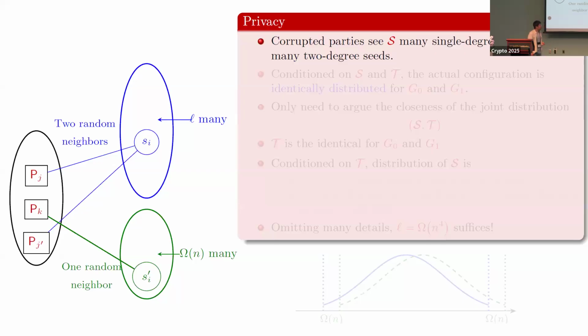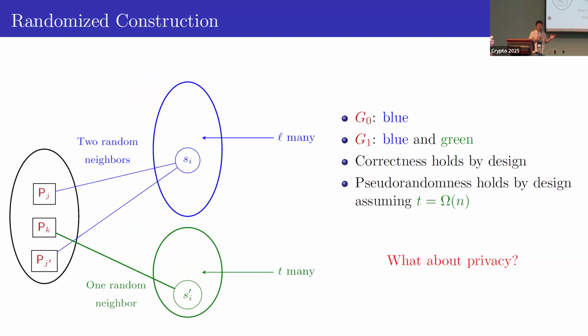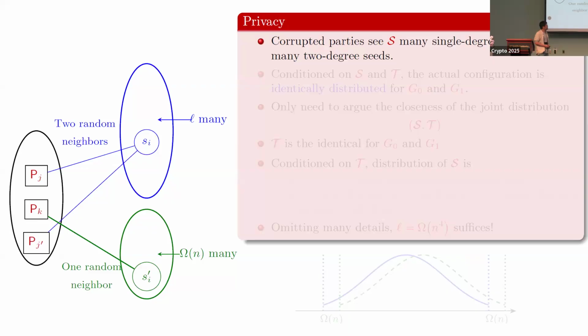Now, the final thing is, what about the privacy? Why are these two graphs indistinguishable from each other? In fact, you might think that they're quite distinguishable because one graph is a subgraph of the other one. Well, the point here is that if you think about the adversary's view, an adversary corrupts a subset of parties. What does the adversary see? The adversary sees basically a bunch of seeds, some it receives 2 times, some it receives single times. And the first observation is that the only thing that matters is how many times you see a seed sampled twice, and how many times you see a seed sampled once.